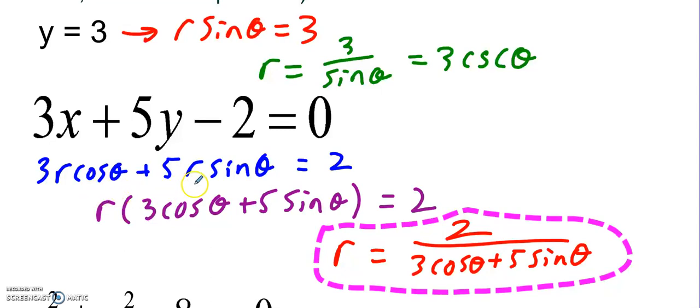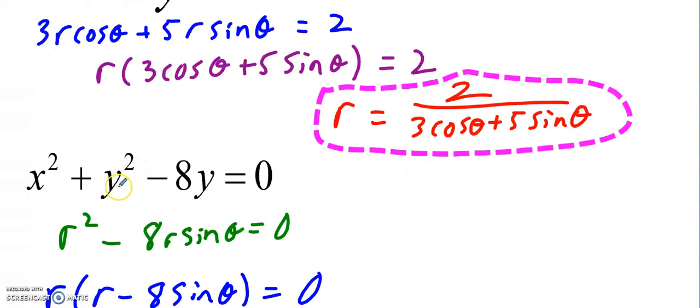Well, I can factor out the r, divide by 3 cosine theta plus 5 sine theta. So r equals 2 over 3 cosine theta plus 5 sine theta. Again, that's just the equation of a line. This is what it is in polar.